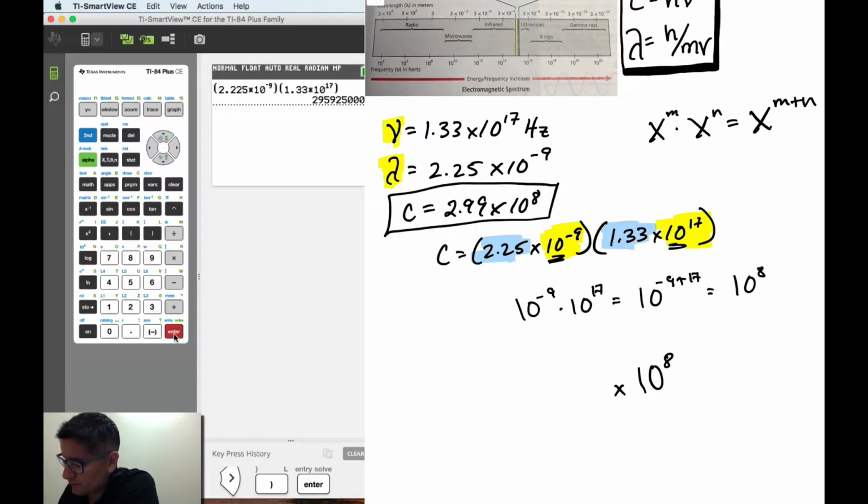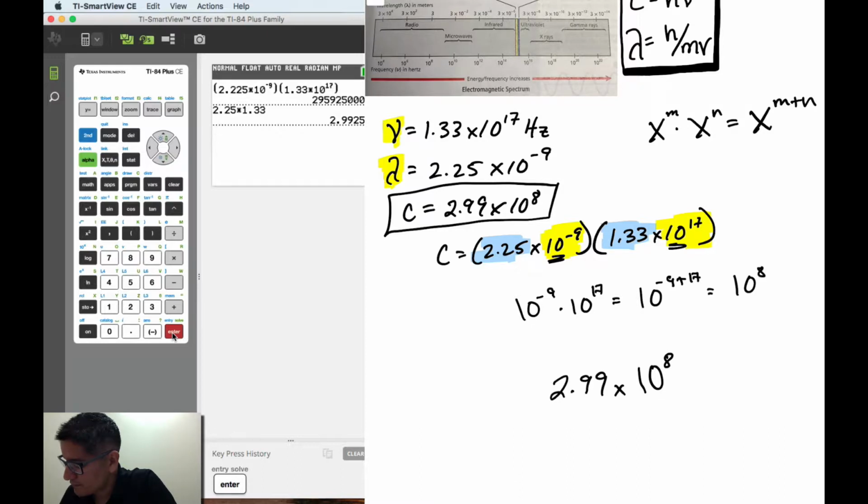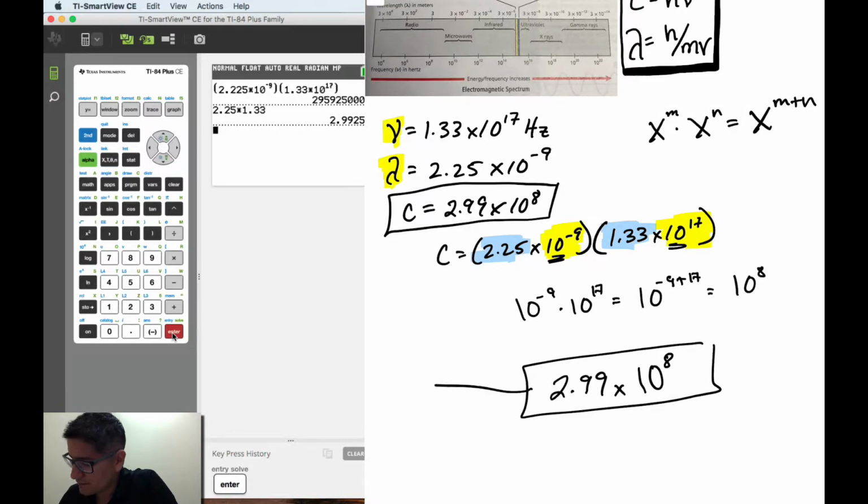1.33 times 2.25, which is going to be about, here, I can do it in my calculator. 2.25 times 1.33, and that is 2.99. So as you can see, that also gets me the same result. Okay? So I'm going to be working them out that way so you can see. So keep in mind this rule right here.